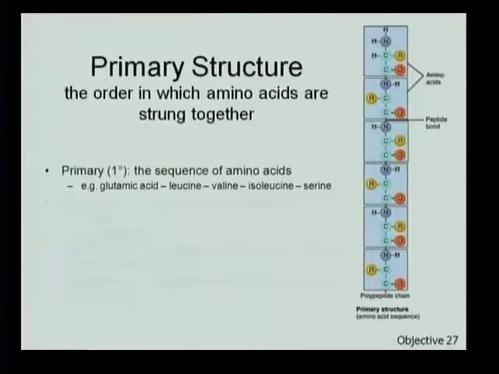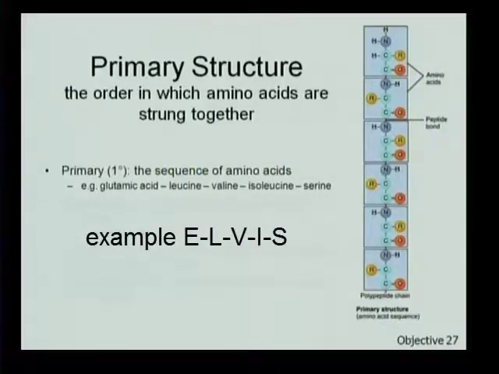Again, we're using the example of glutamic acid. The single letter abbreviation for that is E. Leucine, the single letter abbreviation is L. Valine, the single letter abbreviation is V. Isoleucine with an abbreviation of I. And serine with an abbreviation of S.